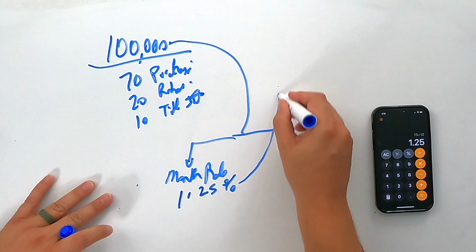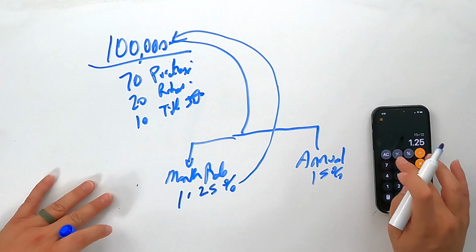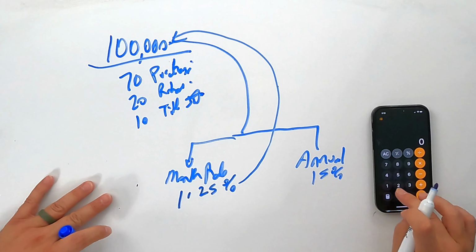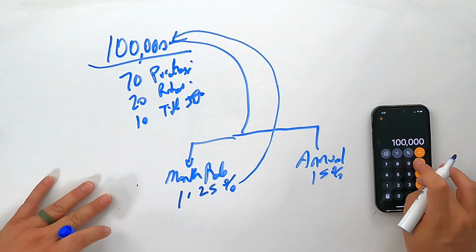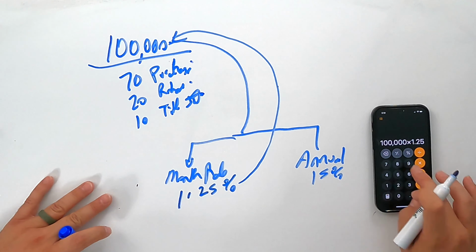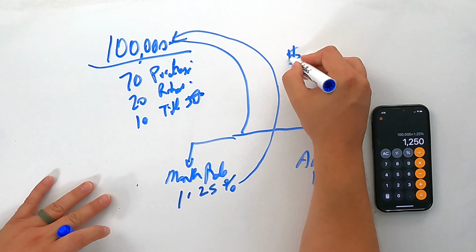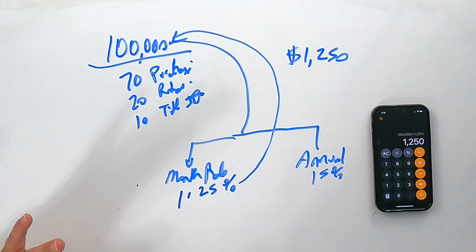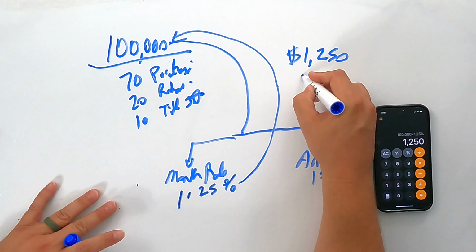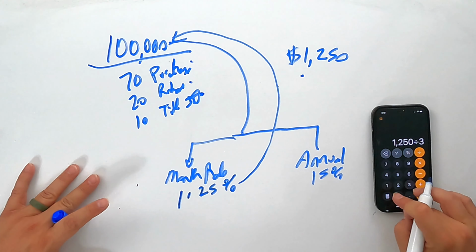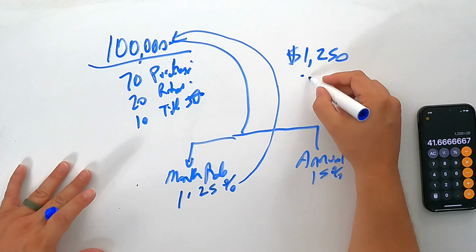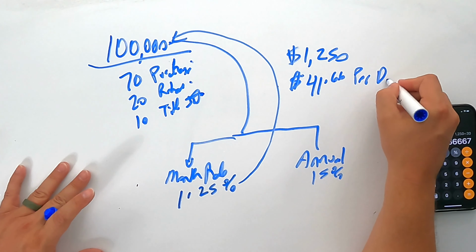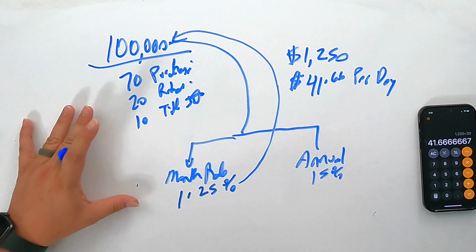So I take the 1.25 times the 100,000. And that makes, 100,000 times 1.25, $1,250 in interest is basically where I'm at on a monthly basis. And so typically months are 30 days is what it's using. So I'm basically $41.66 per day is what I'm talking about, how much I'm going to be paying.